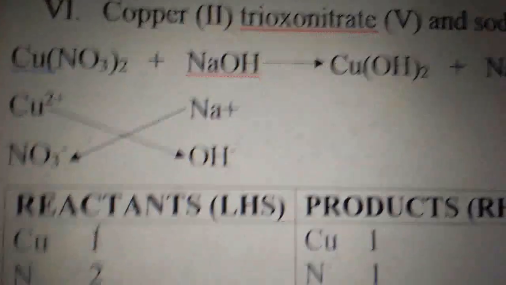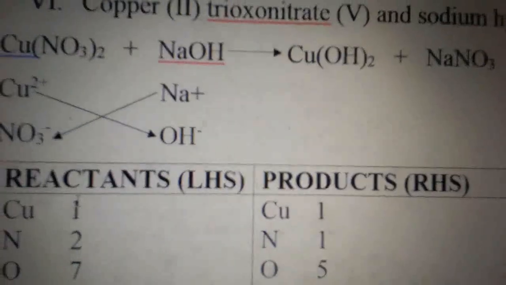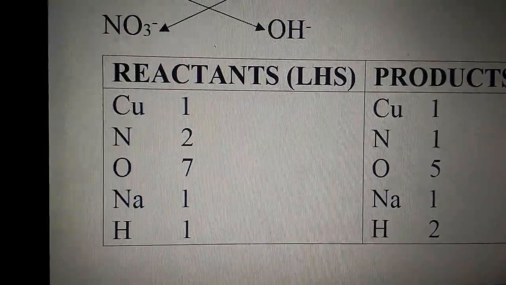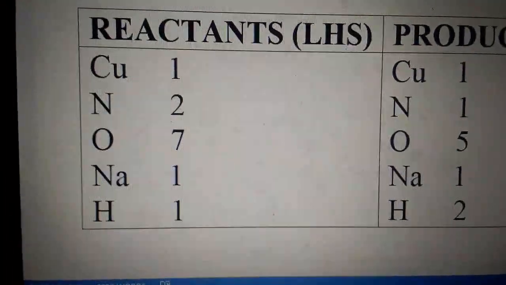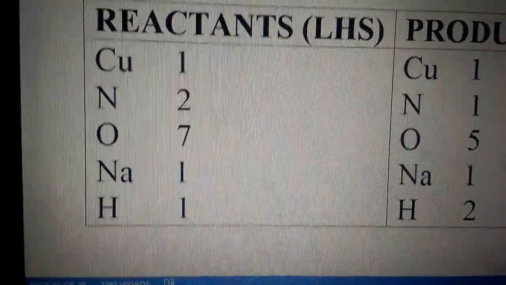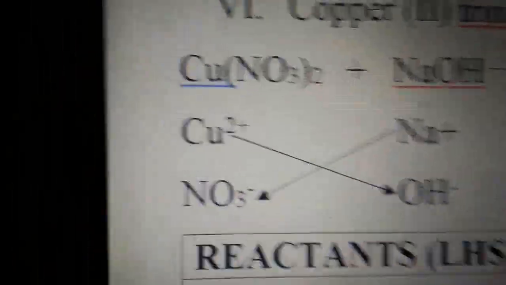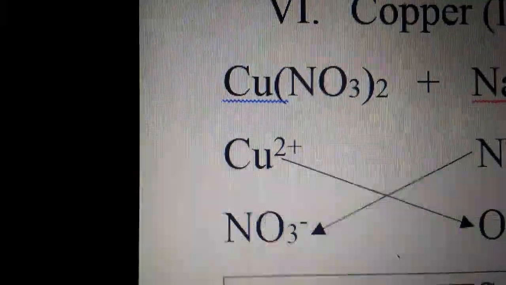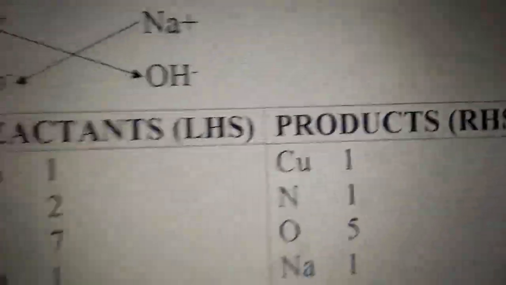So having done that, we'll now look at the table. Copper will have one atom on the left hand side, and one atom of copper on the right hand side. We check the equation. We have copper one atom there on copper nitrate. Product side, we have one atom of copper on copper hydroxide.